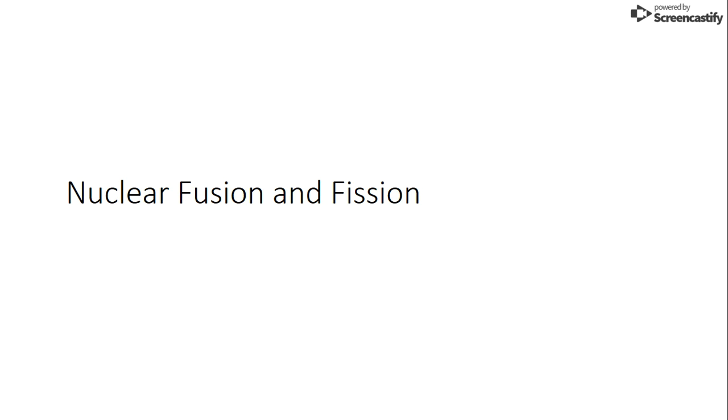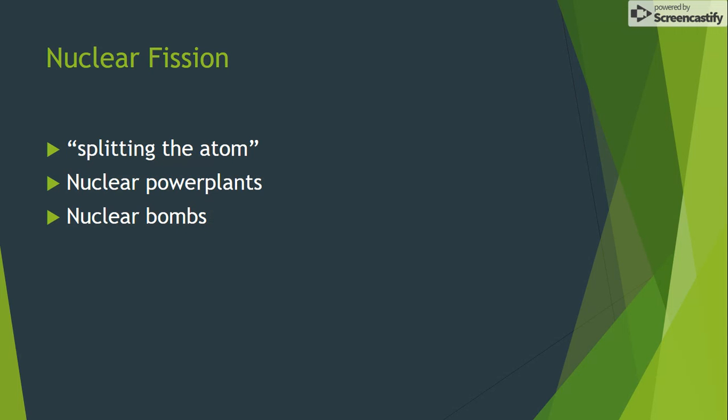Okay, last target. Target 4. Nuclear fusion and fission. For nuclear fission, it's splitting the atom. It powers nuclear power plants and some nuclear bombs. This is an example of what happens. There's an atom that is unstable.